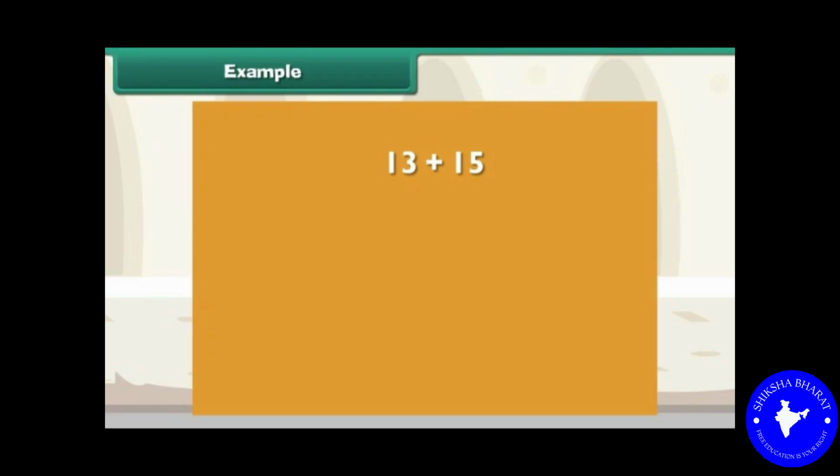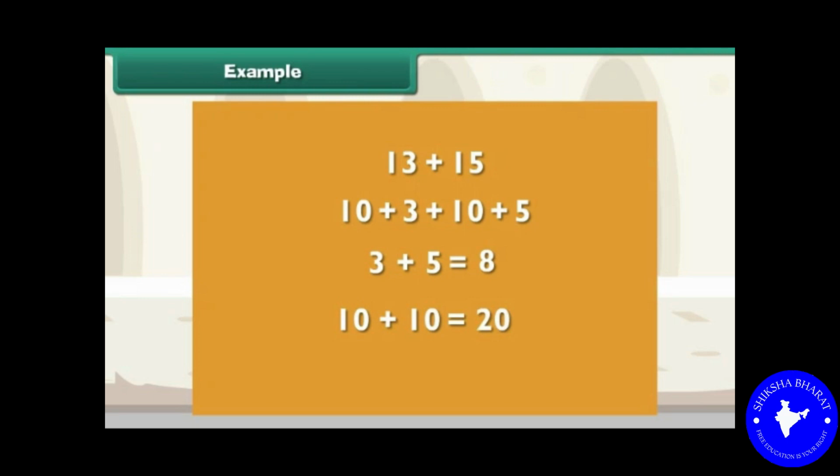Break the numbers into tens and ones. Write 13 plus 15 as 10 plus 3 plus 10 plus 5. 3 plus 5 is equal to 8. 10 plus 10 is equal to 20. 20 plus 8 is equal to 28. 28 is the answer.